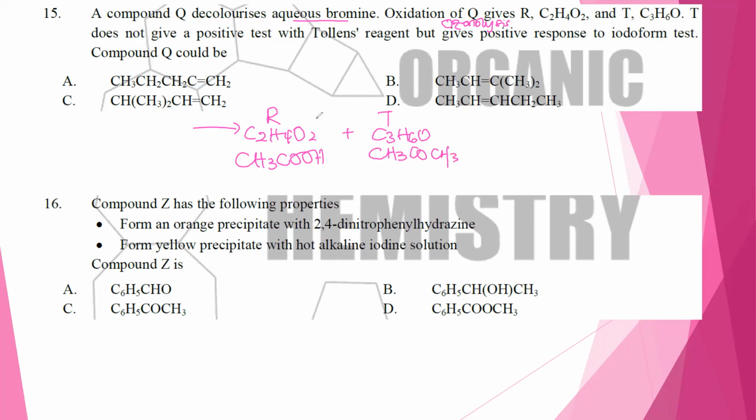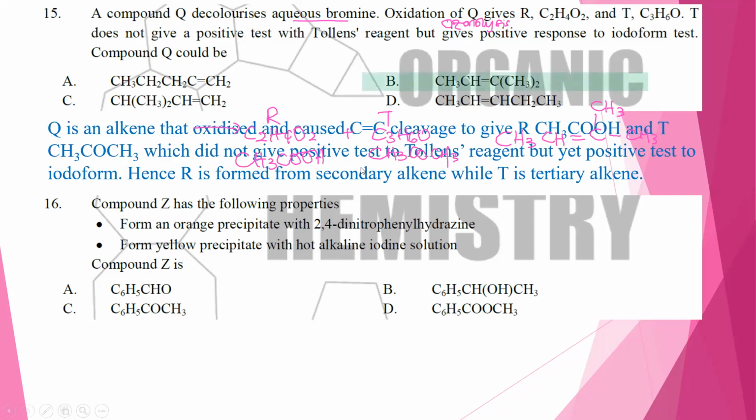Okay, so what could compound Q be? So CH3COOH comes from the double bond in here, whereas a carbonyl compound, a ketone, comes from a tertiary alkene, so it should be like this. So the best answer in here will be B. Okay, so that is for number 15.